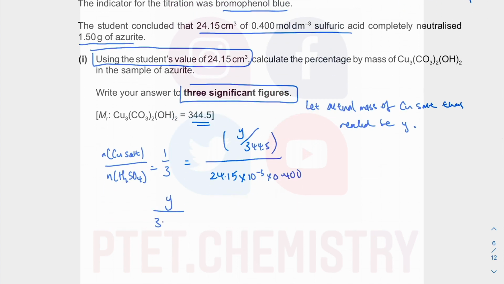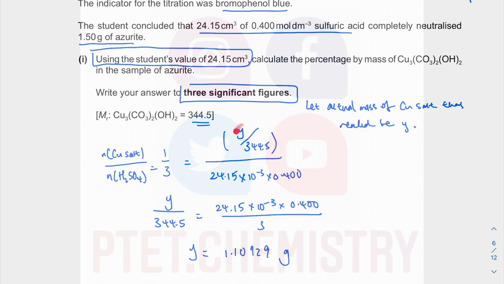So Y over 344. I'll try and do it in 2 steps so that you can see what is going on. But if you know what I'm talking about, you obviously could have done it in 1 step. You move all of this up there, divide by 3, and then you can move this up there, and then you multiply by 344.5. So Y is equal to 1.10929 gram. These are based on the equations. This is the actual amount of sulfuric acid that reacted.